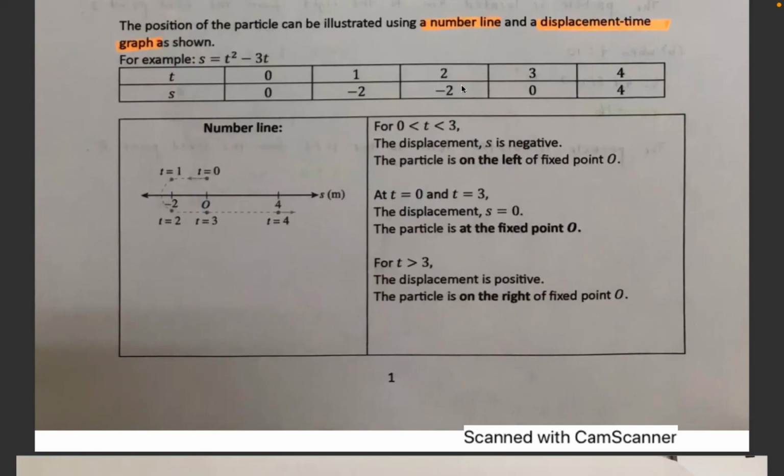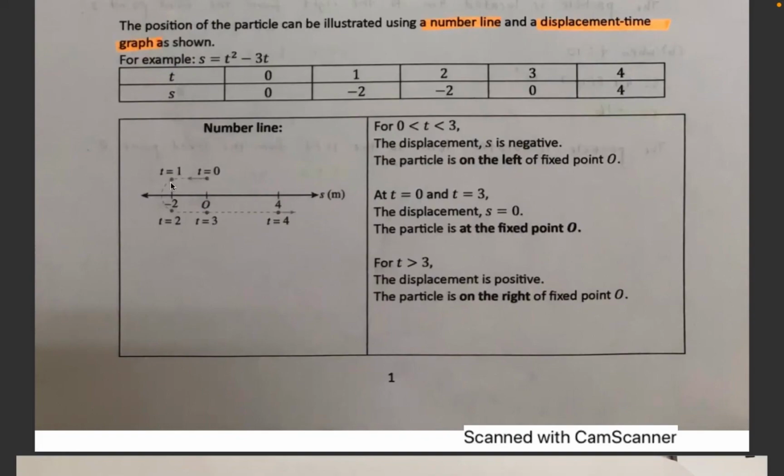Then only you fill in the time. Let's say when t equals 0, S equals 0. So this is S equals 0. So the particle starts to move here. So this is t equals 0. When t equals 1, S equals -2. So this is an arrow.